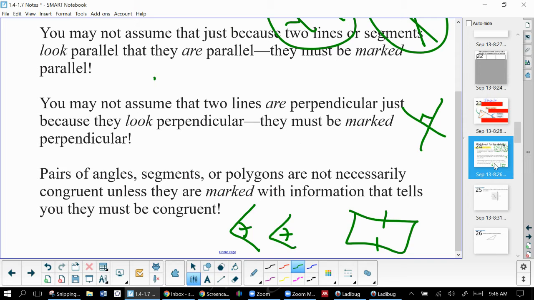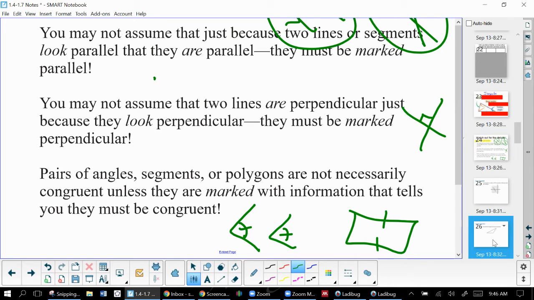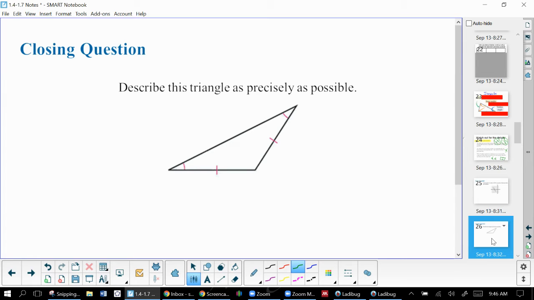That's very important. Okay, let's just go ahead and take a look at this one. It says closing question, but we're going to keep going after this and do section 6. All of you be able to type into the box here. So how could you describe that triangle as precisely as possible?